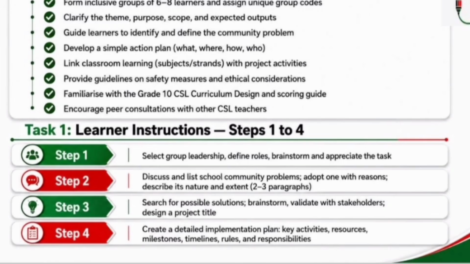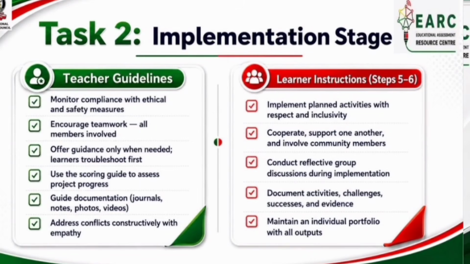Then we go to task 2, which is the implementation stage. We have the teacher's guidelines, and then we have the learner's instructions. So we start with the teacher. What is the teacher supposed to do? The teacher checks for safety and ethical rules. Also make sure all students participate equally. Let learners try solving problems fast. Use scoring guides to check progress. Help students keep project records. Supposed to resolve disagreements with kindness.